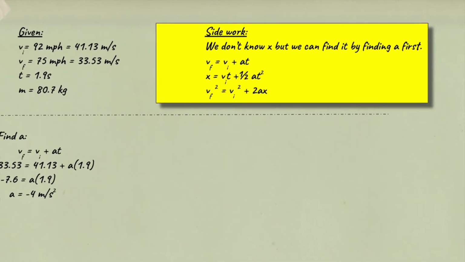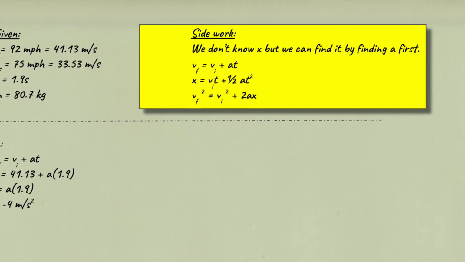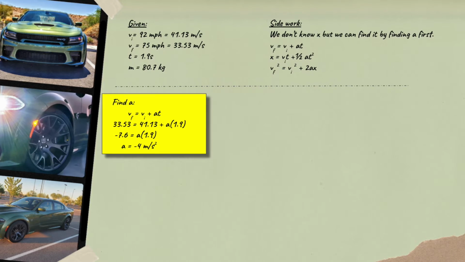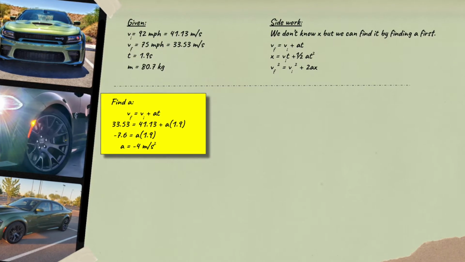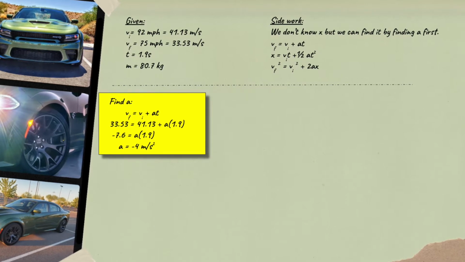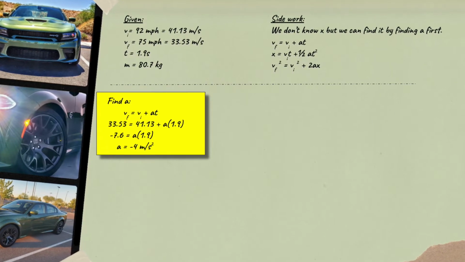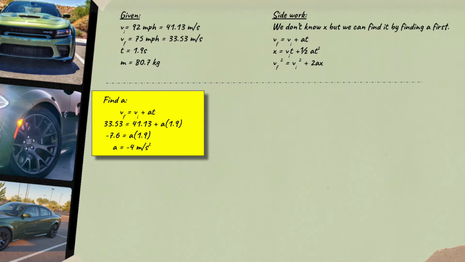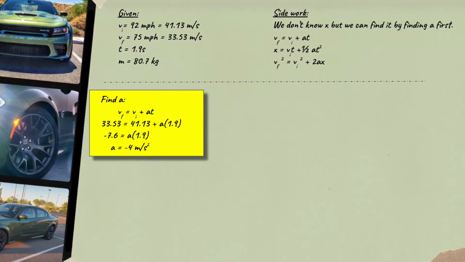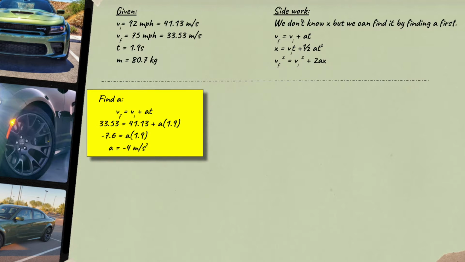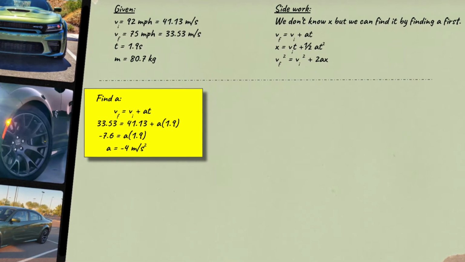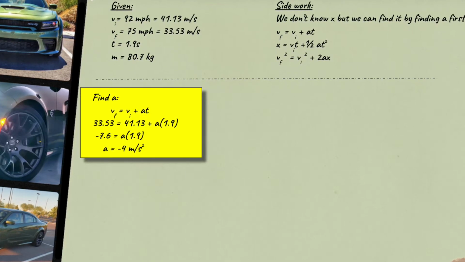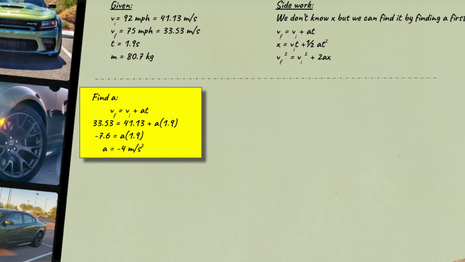So you should memorize these three equations. Since we don't know X, we'll start with V final equals V initial plus AT and solve for acceleration. Doing this, we get A equals -4 meters per second squared. Notice the acceleration has a negative sign. That is because we are decelerating, and I think I mentioned that in a previous video about average acceleration. Now, we need to keep this negative sign throughout the rest of the solution.